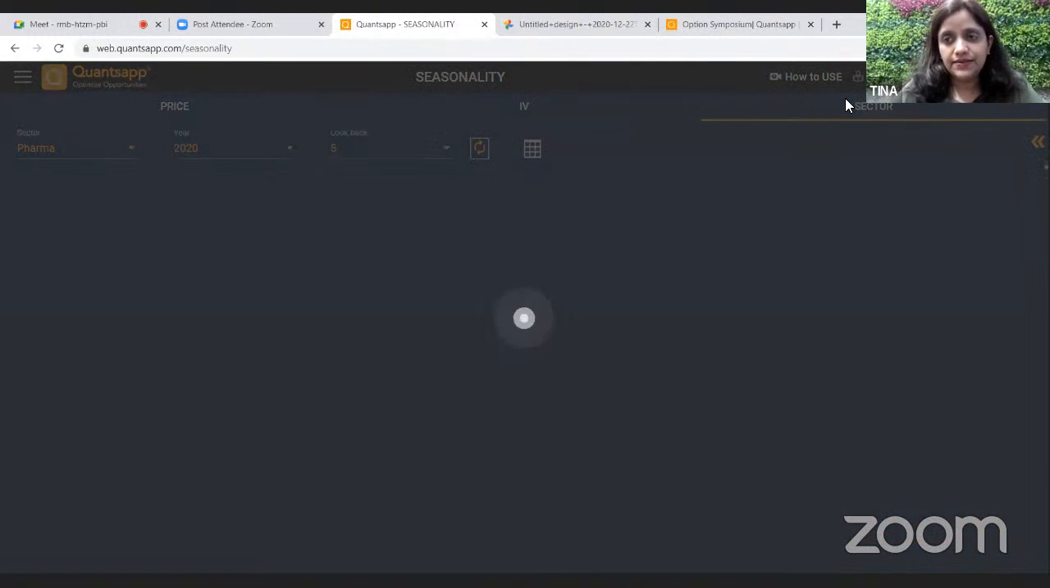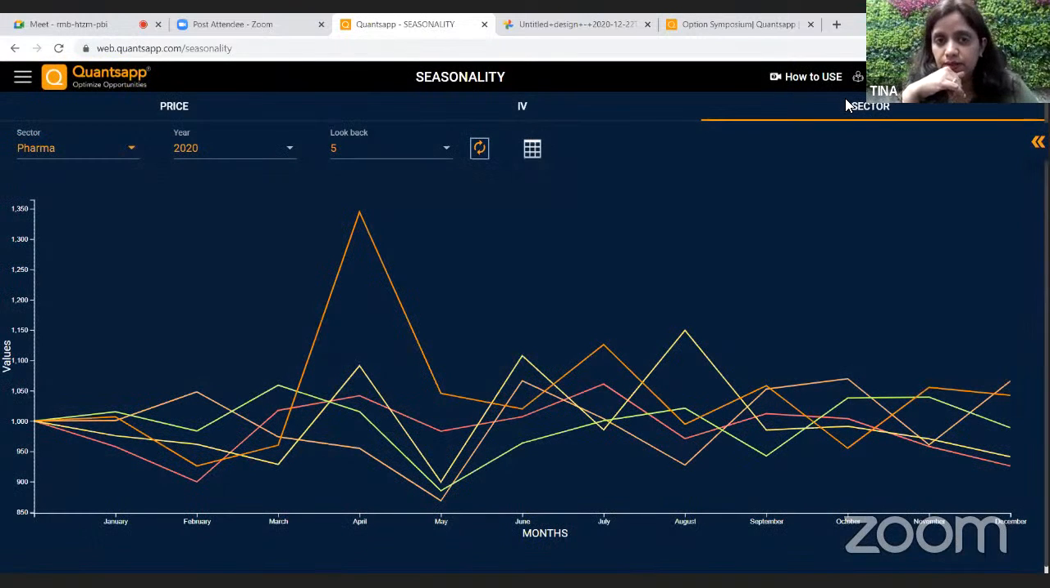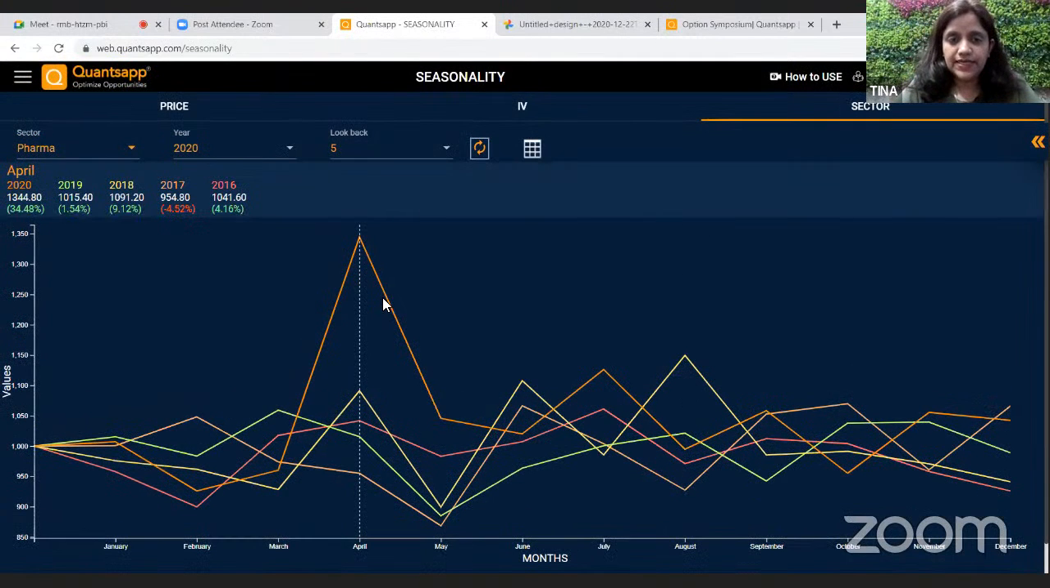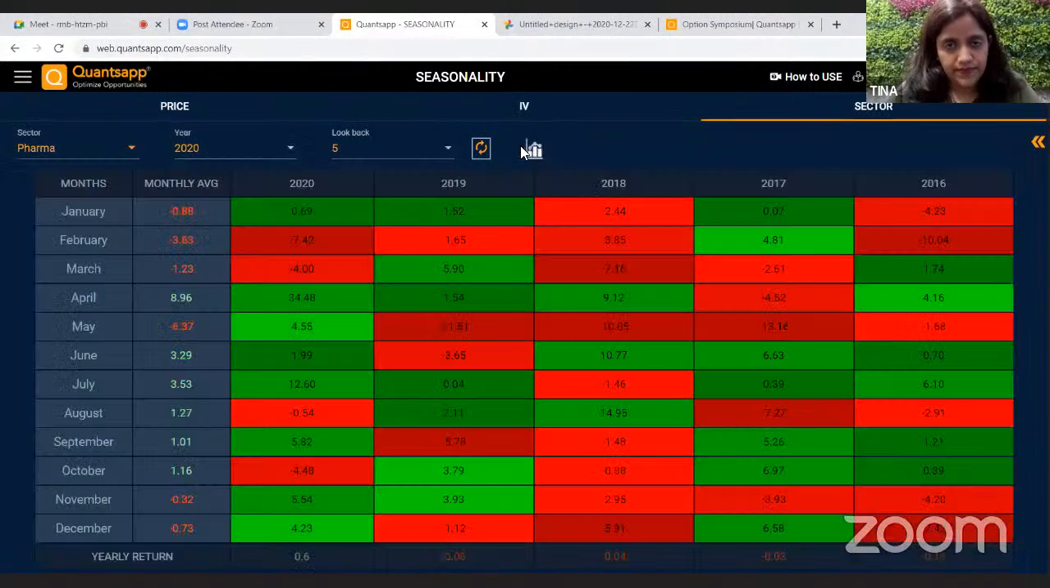Then you have this sector thing. Sector is something which we have made proprietary. It is based on all the instruments which are there in that sector in derivatives. So it is not what the exchange gives as the sector definition. It's basically the sector comprising the stocks which are listed in derivatives in that sector, right? For example, pharma has been a good performer in 2020. In 2018, it was one-sided negative.